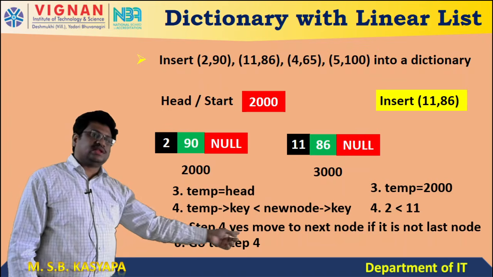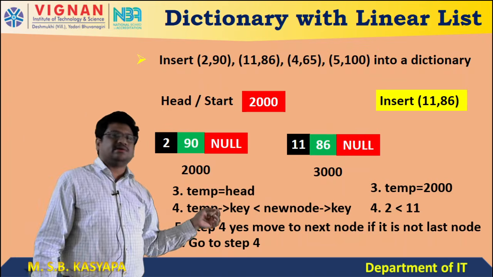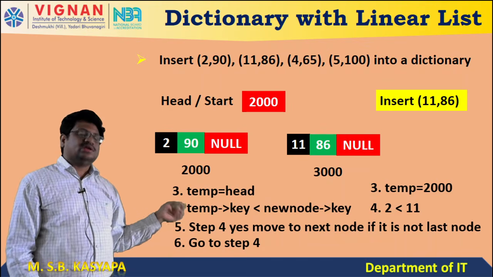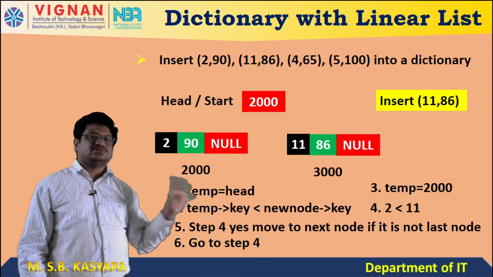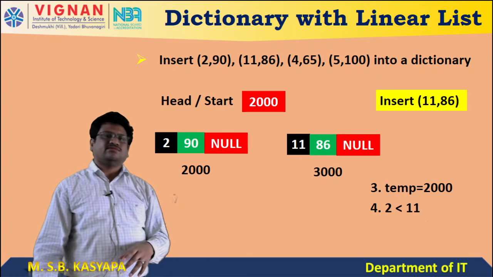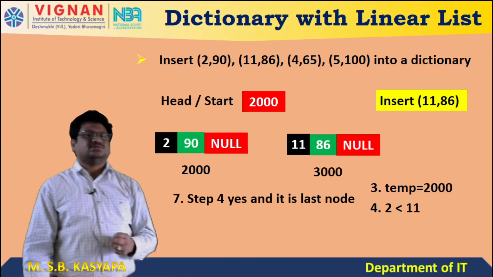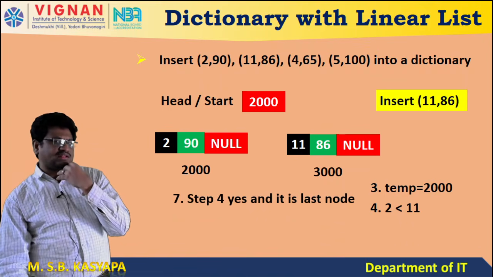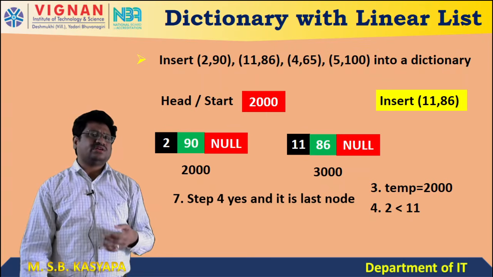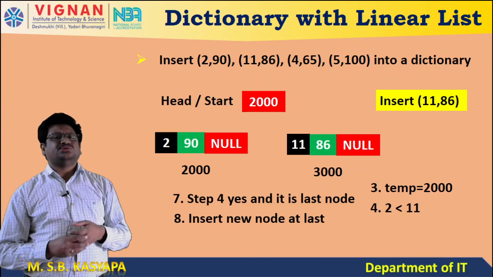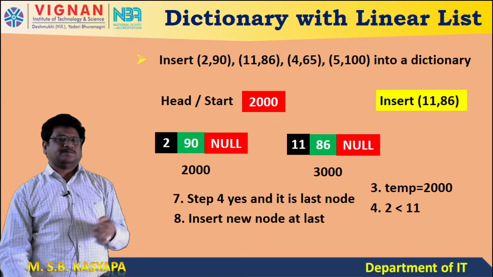If I move to the next one, then again I will check the temp key, whether it is less than or not. If it is again less than, then I will go to the next one. So this complete process will work until I find the last node. If I find the last node and I still didn't find a greater key value, then automatically that new node I will insert at the last.